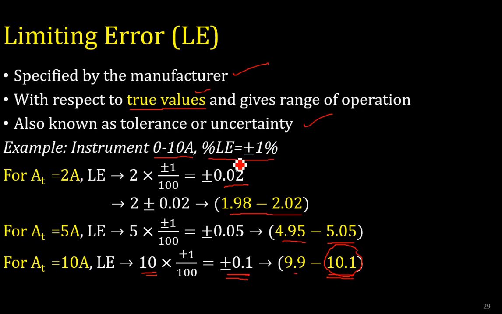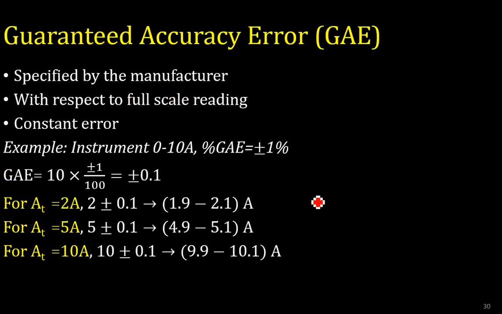Okay, and with the change in the measurement, your error also changes. The range of measurement also changes. Here you can see that once you measure 2 amperes, you are having an error of 0.02. When you measure 5 amperes, you are having an error of 0.05, and when you measure 10 amperes, you have an error of 0.1. Okay, so this is what the limiting error is.